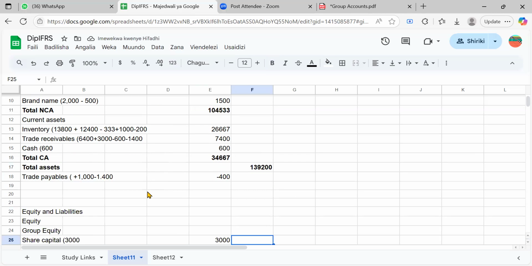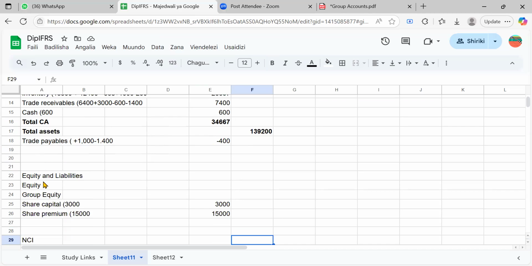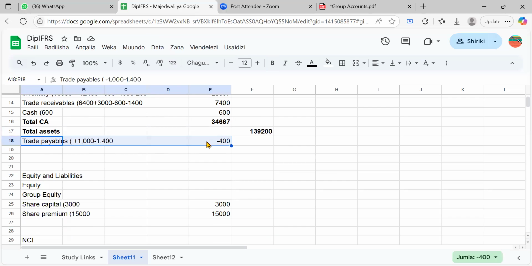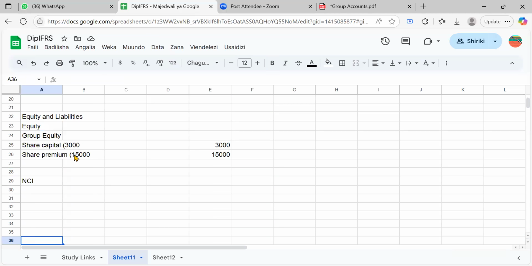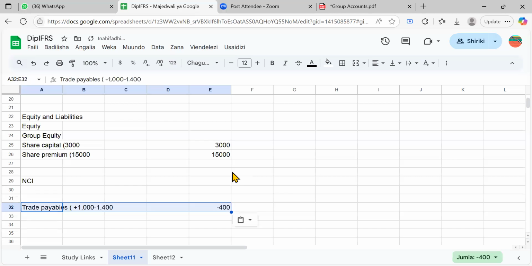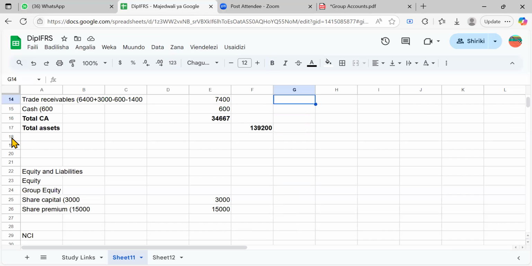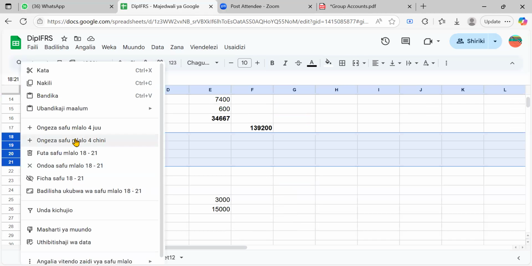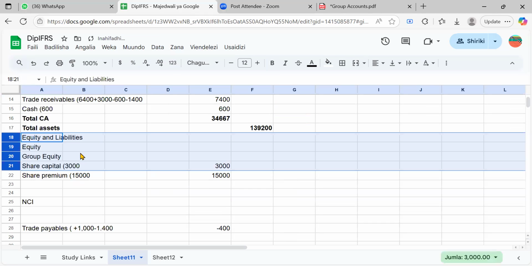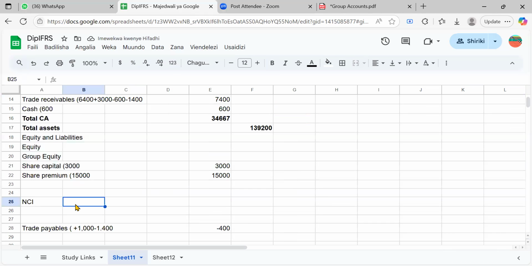Okay, now let's go to the equity and liabilities. Yes, let's just shift these figures of ours. You could just shift them, right? Yes, let's just put them here. The trade payables, and okay, let's delete these two. So here we are, equity and liabilities.